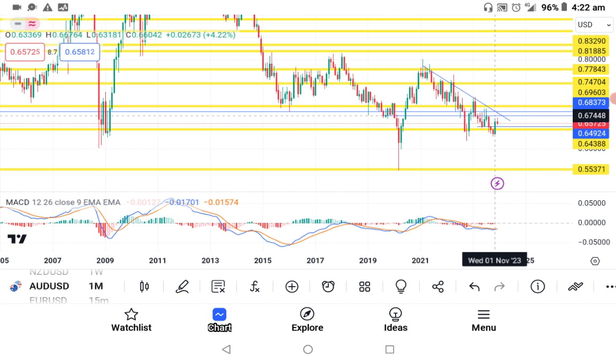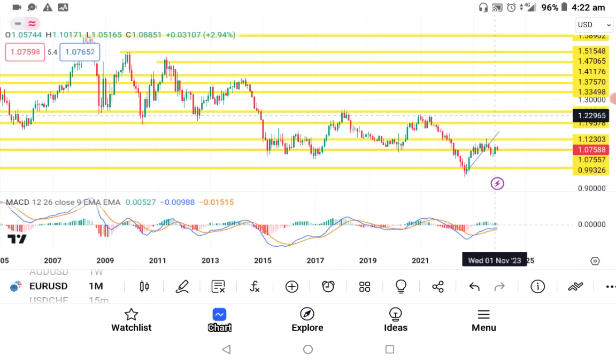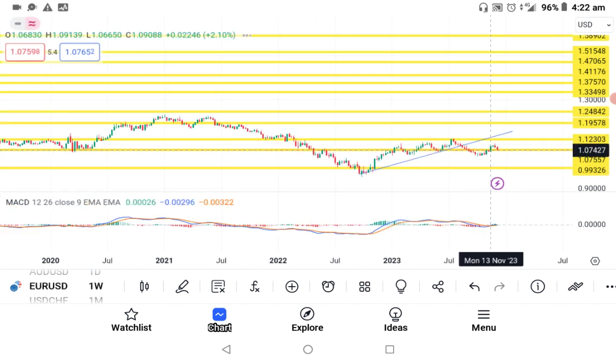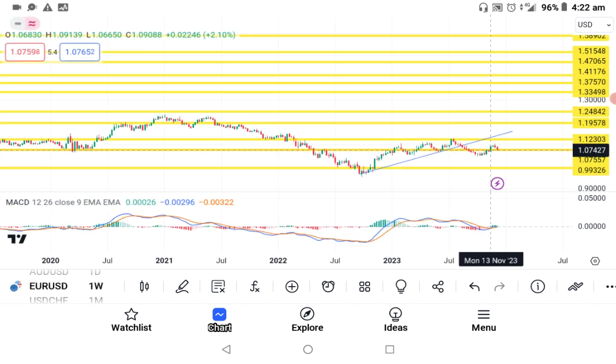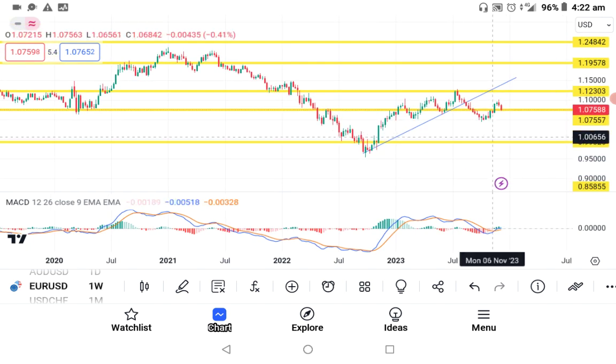Let's try Euro USD. So Euro USD is also trading above the support line, which is this yellow line. So it's kind of touching it. Let's see, maybe there'll be an opportunity this week. Mm, there's an opportunity this week to trade this.